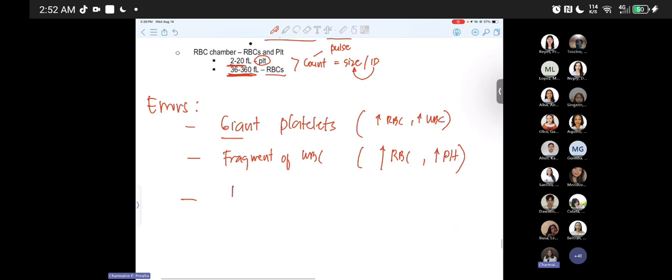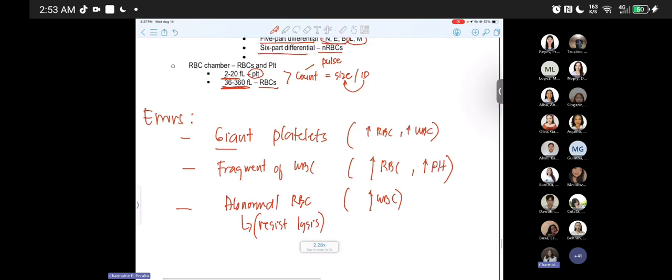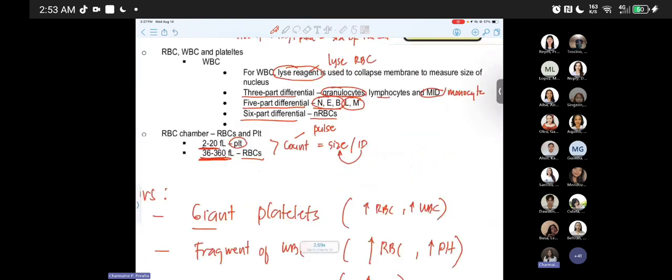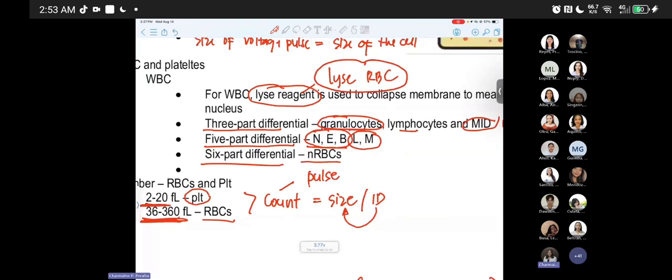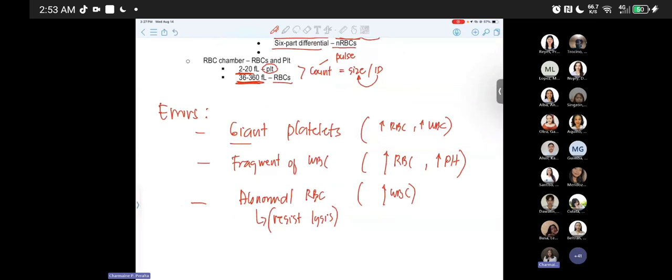Kapag merong abnormal RBC, di ba ang RBC may mga inclusions din siya. Heinz body, Howell-Jolly, Pappenheimer, basophilic stippling. Aakalain yon ng machine na nucleus and granules ng WBC. So tataas din ngayon yung WBC, falsely increased WBC. At saka bakit? Kasi itong mga abnormal RBCs, they will resist lysis. Di ba, bago bilangin ang WBC, sisirain mo na yung RBC to avoid interference. Hindi nasira yung RBC. So ika-count siya ng machine as WBC.